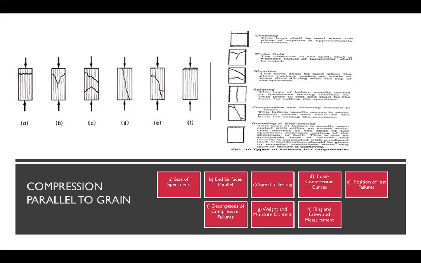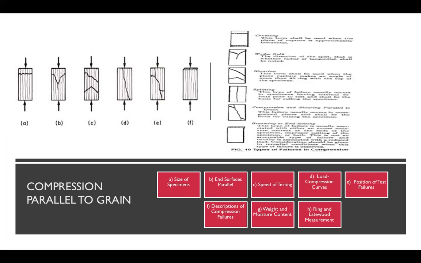For the size of specimen, the compression parallel to grain test shall be made on 2 by 2 by 8 inches or 50 by 50 by 200 millimeters for the primary method of specimen, and 1 by 1 by 4 inches or 25 by 25 by 100 millimeters for the secondary method of specimens. So for the end surfaces parallel, ensure that the end grain surfaces will be parallel to each other and at right angles to the longitudinal axis, and at least one platen of the testing machine shall be equipped with a spherical bearing to obtain the uniform distribution of load over the end of the specimen.